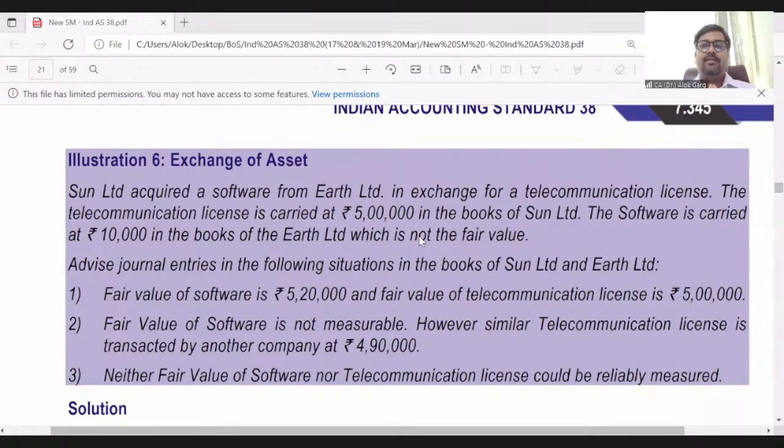The second one is, since we have also recognized a deferred government grant at fair value, of course this government grant is also required to be amortized over a period of time. Since this government grant is a liability, you have to debit the liability and you have to credit the income. Clear? I hope it is clear to all of you.